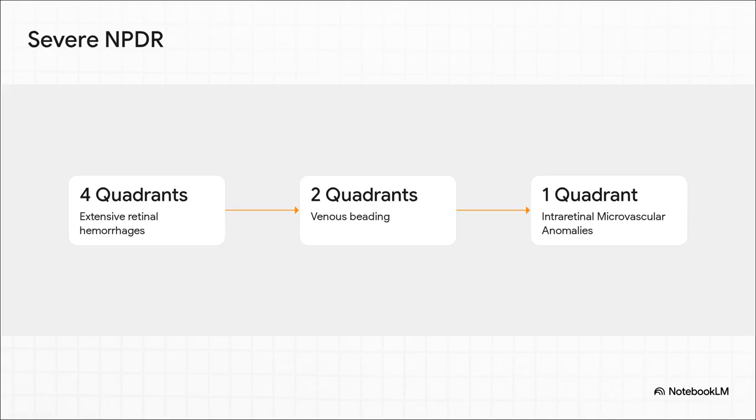It requires 4 quadrants of extensive retinal hemorrhages, or 2 quadrants of venous beading, or 1 quadrant of IRMA. Listen carefully to how I phrase that. Or. A massive OCAP trap is thinking a patient needs all 3. They don't. If a patient meets any single one of these criteria, they instantly skip mild and moderate and are immediately classified as having severe NPDR.